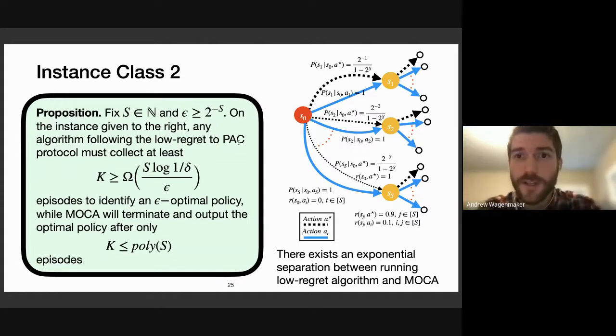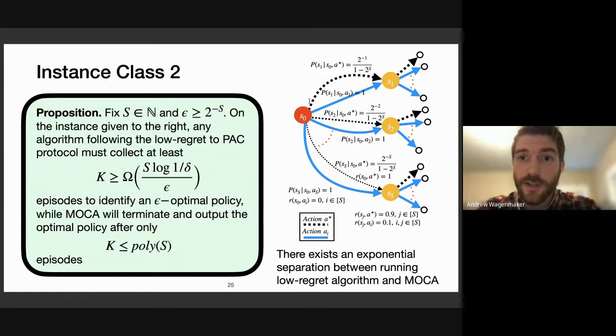So the basic idea is almost the same as what I just said. Now we have big S states, and we have basically big S actions. There's one action which we'll just denote A star, and A star will transition to any given state S1, S2 up to SS, with probability that decreases exponentially. So it'll transition to the first state with probability 1/2, second state with probability 1/4, third state with probability 1/8, and so on, all the way down. In contrast, if we play these suboptimal actions, we can get them to transition to any one of these states with probability 1.